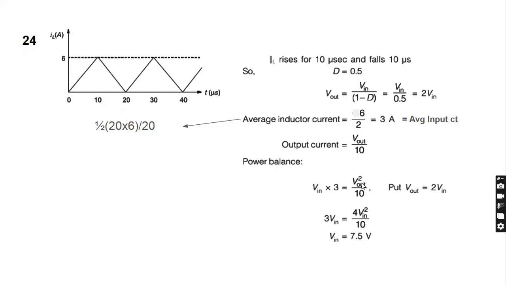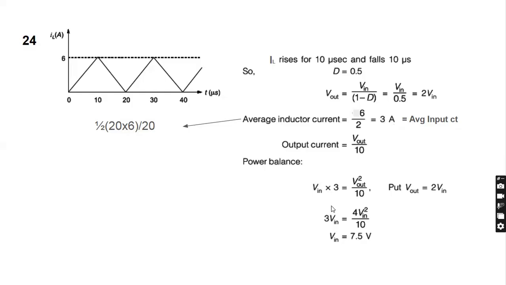Now we can substitute V out as 2 times V in, as we found here, and the average input current we found as 3 ampere. So we can write this power balance equation as 3 V in equal to 4 V in square divided by 10. Solving this, we can obtain V in as 7.5 volts. So the correct answer is 7.5 volts.